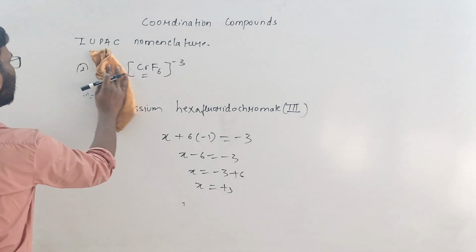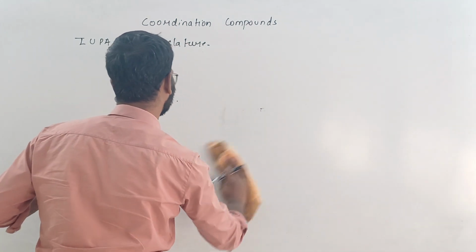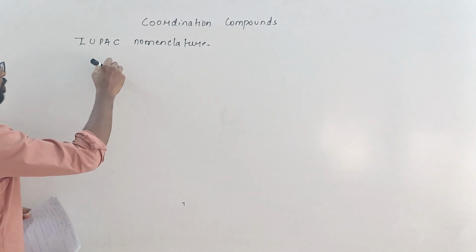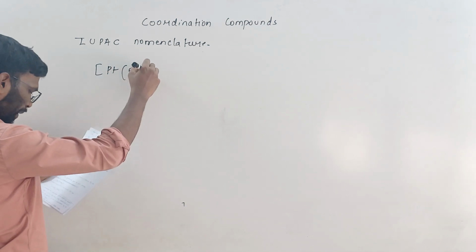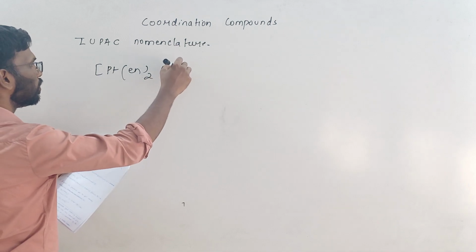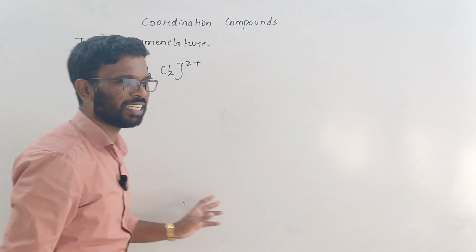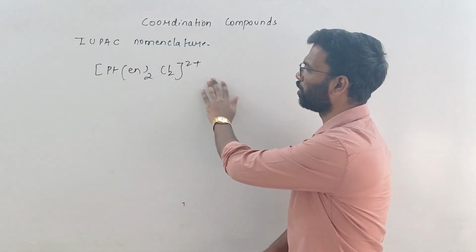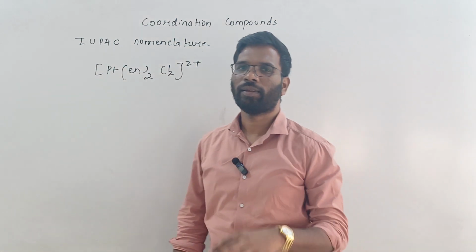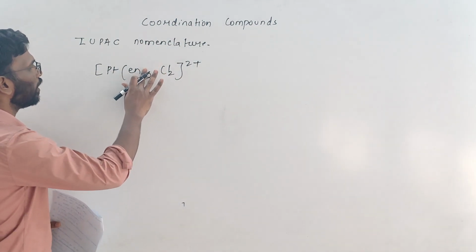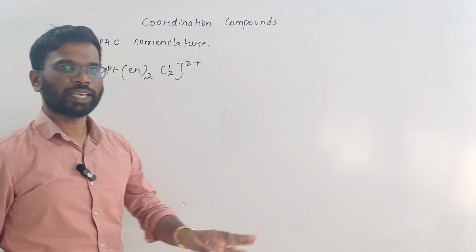One more example I'll take. Platinum, en twice, Cl2, and this is 2 plus. If you see in this compound, there is no counter ion given, it is just written a positive 2 charge over here, which means it has a +2 charge. Now if you see over here, en is written. En means what? Ethane-1,2-diamine.